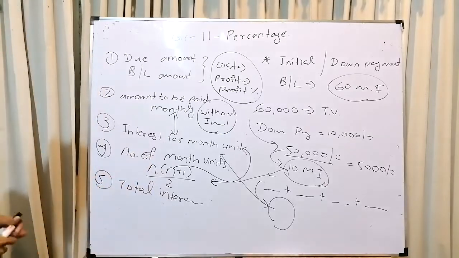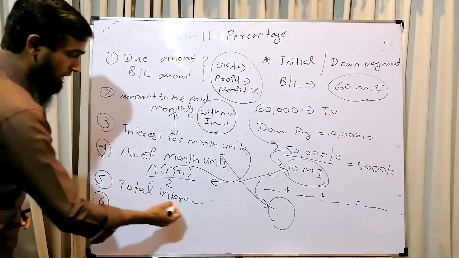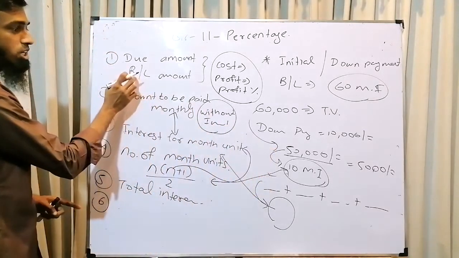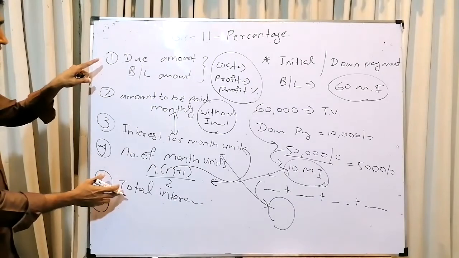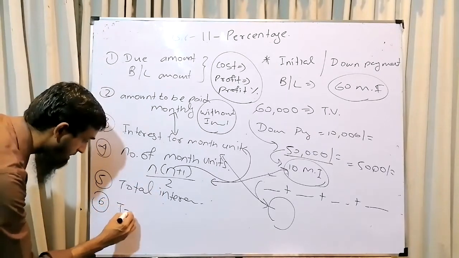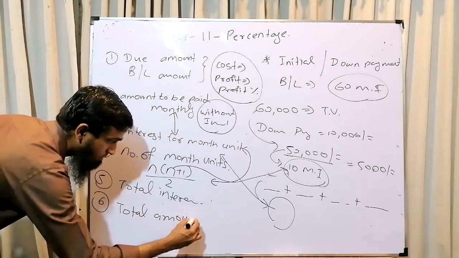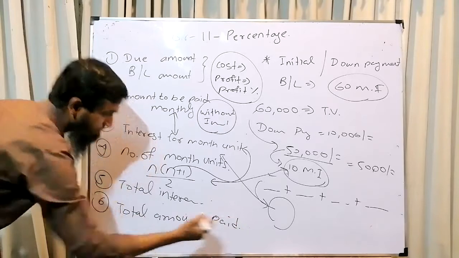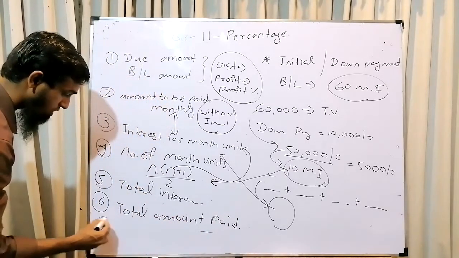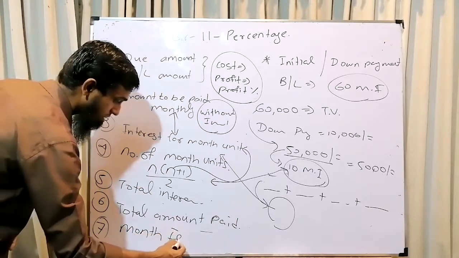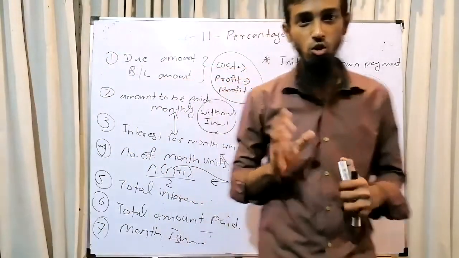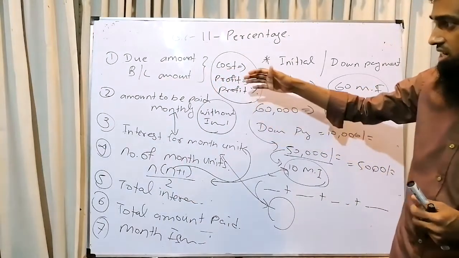Okay, remember this connection. Okay, the sixth point, using the total interest and the due amount, we should add. So using the total interest and the due amount, we can calculate the total amount to be paid. Finally, using the total amount to be paid, we can calculate the monthly installment. So we have these seven portions, and it's step by step.